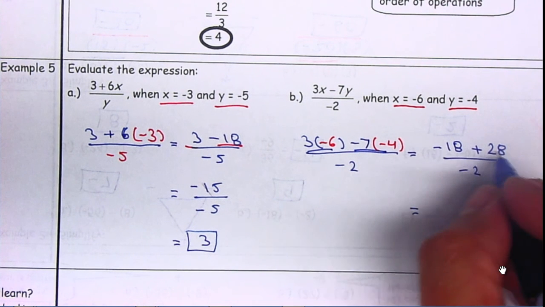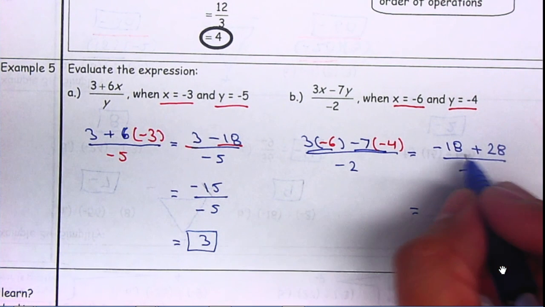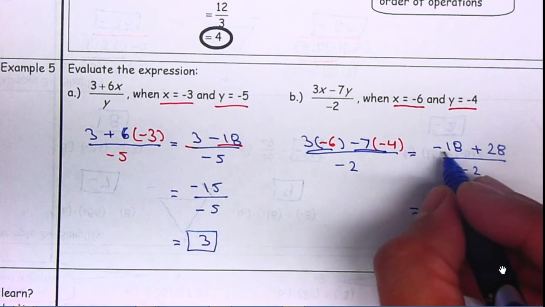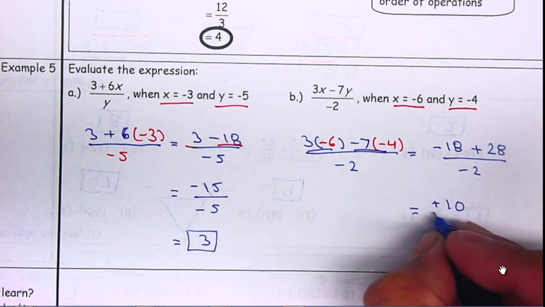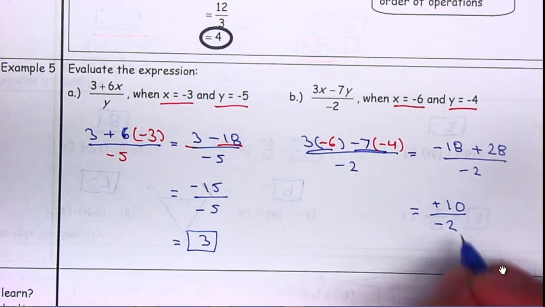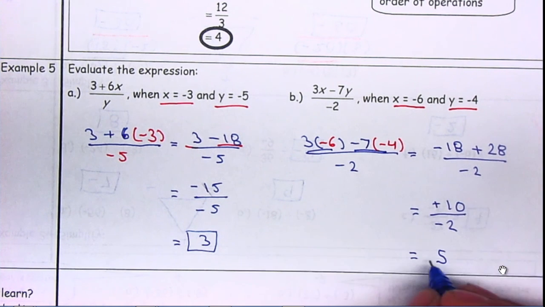We're going to simplify the top. Negative 18 plus 28. They have different signs, so we're going to subtract. Keep the sign of the bigger number, so that'll be positive 10. Divide by negative 2. 10 divided by 2 is 5. Positive divided by negative will be a negative.